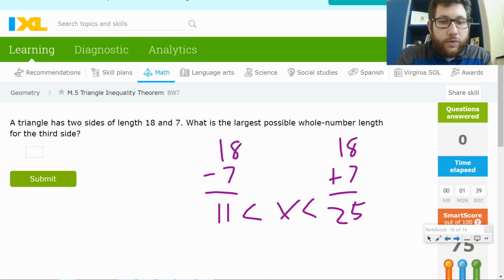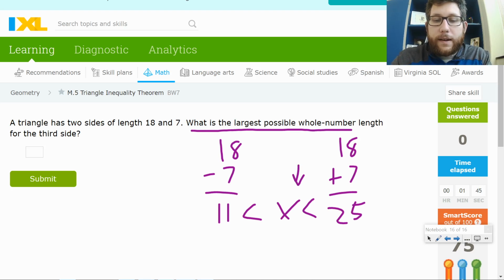Now notice what it's asking for. What's the largest possible whole number? What is the biggest number I can fit in between 11 and 25? Well, I can fit 20, 21, 22, 23, 24, but I can't fit 25. The largest number I can fit in here is 24.